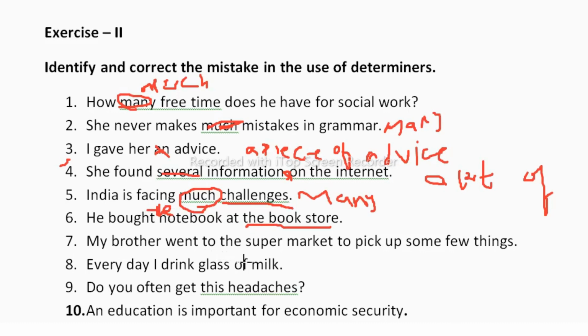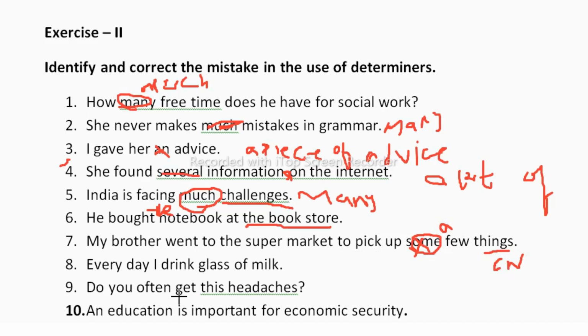My brother went to the supermarket to pick up some few things. So here this sentence is superfluous. Things is a plural, countable noun, things we can count. And "some" we use with uncountable nouns, so remove this "some". And "few" we use with things, but "few" shows the negative sense. To make it positive, you need to add "a" here. A few things. My brother went to the supermarket to pick up a few things.